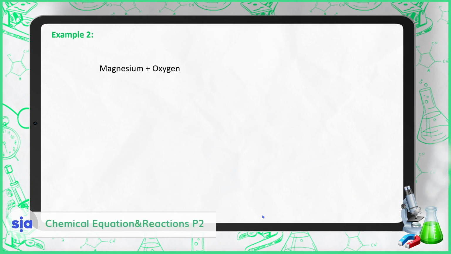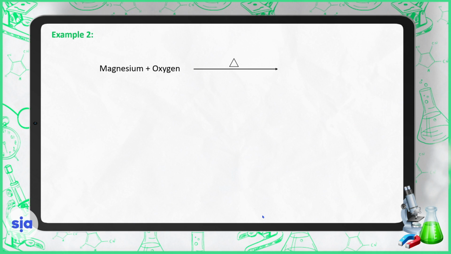Example 2. Magnesium plus oxygen, by heat, will give magnesium oxide. And this is the symbolic equation. As usual, what are the reactants? The atoms to the left of the arrow, magnesium plus oxygen. And what are the products? The product here is the magnesium oxide to the right of the arrow. Above the arrow is the reaction condition, and this triangle represents heat.